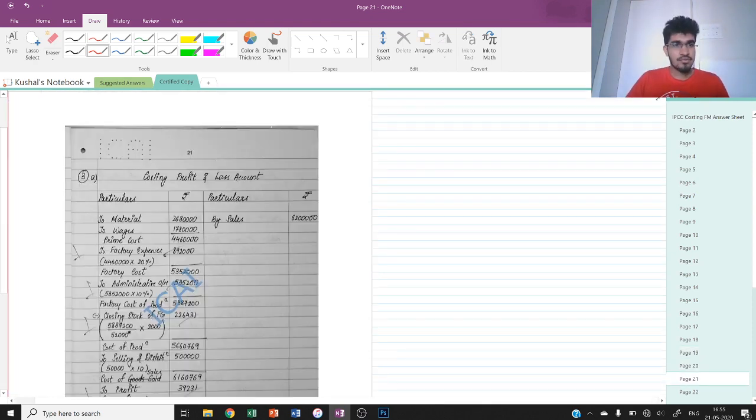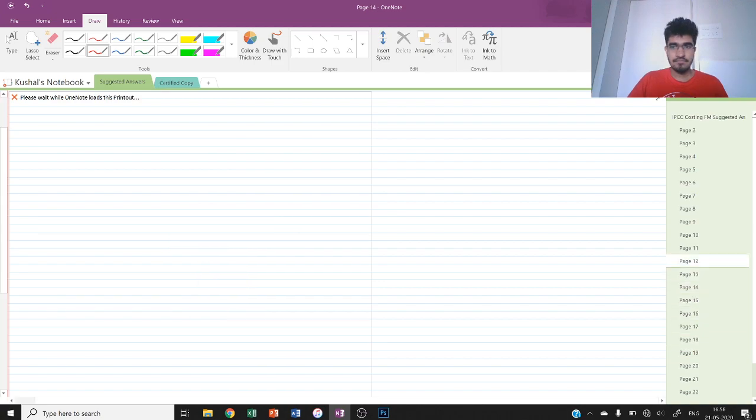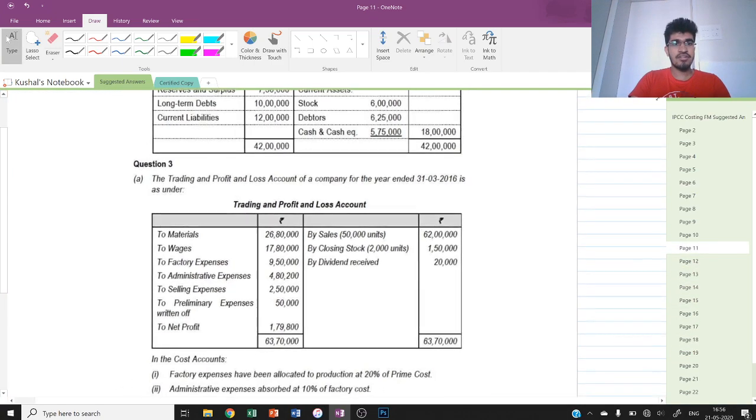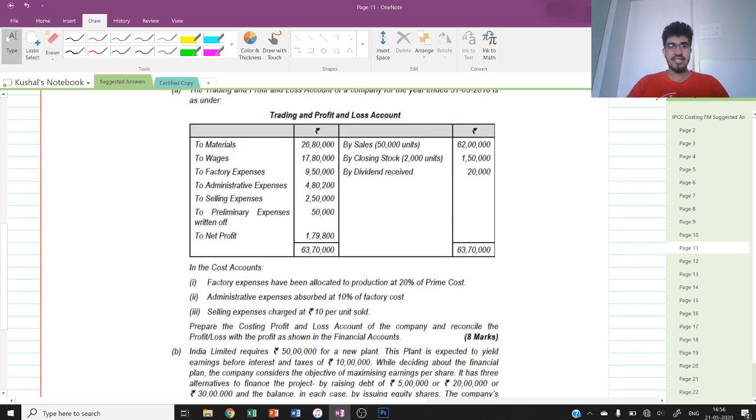Let's solve the next question now. Question number 3. The trading and profit and loss account of a company for the year ended 31st March 2016 is as under. Trading and profit and loss account is given. Materials, wages, factory expenses, all the expenses have been given.